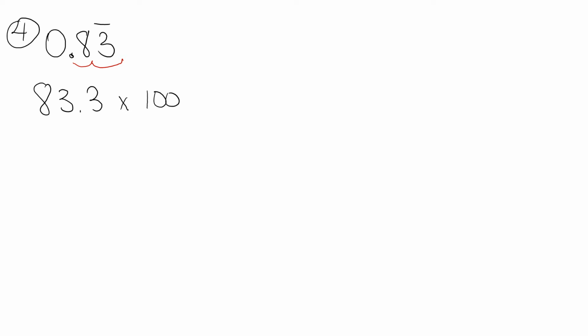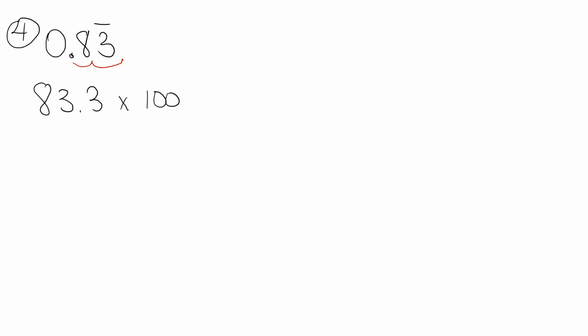Number 4, 0.83 with repeating of the 3. Now, with this repeating decimal, there's only one number repeating. The 8 is not repeating, so we're going to have to do a little extra work here. We're going to first move our decimal behind the whole number all the way to the end of the number. Remember, the 3 is repeating, so this would be 83.3. I moved the decimal 2 places, so that would be times 100.